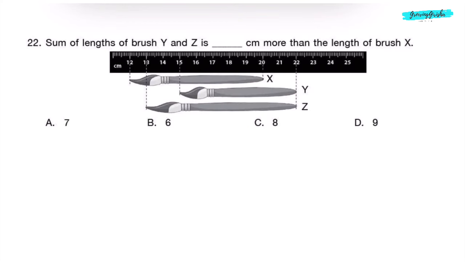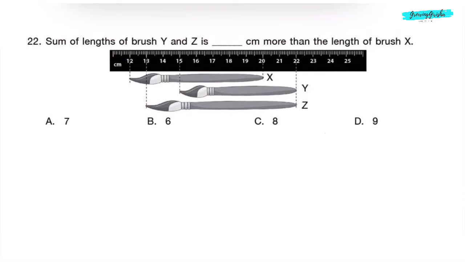Question 22. Sum of lengths of brush Y and Z is dash centimeter more than the length of brush X. First, we'll find out the length of brush X, Y and Z. So, length of brush X starts from here. So, we will assume this as 0. Now, 1, 2, 3, 4, 5, 6, 7, 8. 8 centimeter. Brush Y is equal to, it starts from here, so we will assume this as 0. Now 1, 2, 3, 4, 5, 6, 7. 7 centimeters.